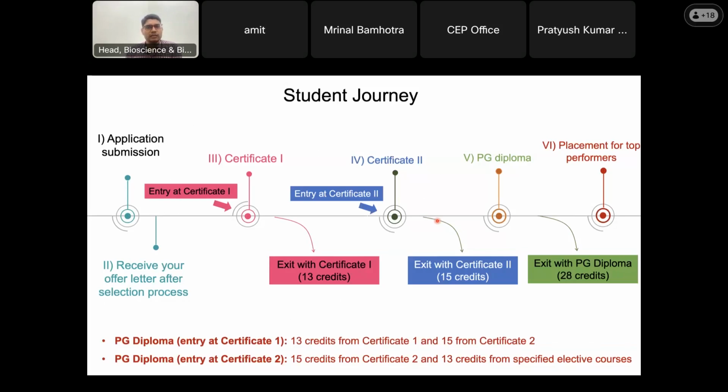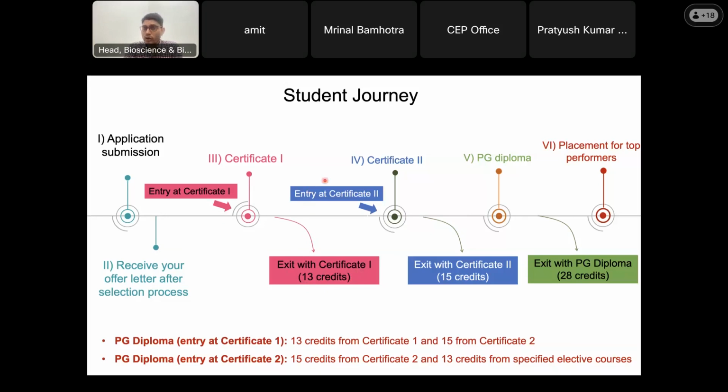So there are different options to enter the program. For example, first we will start with the application submission, and you can enter at certificate 1. If you just want to get trained with the very basic skills in this domain, you can exit with your certificate 1, completing the 13 credits.